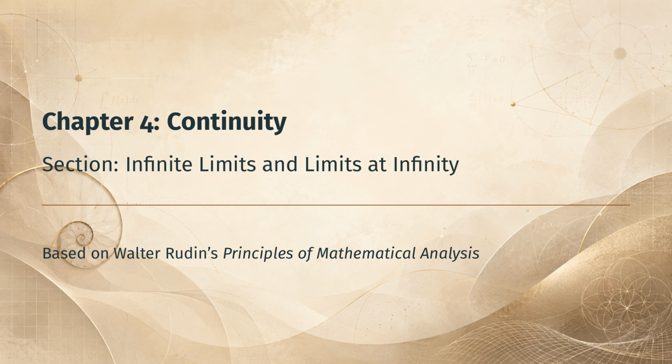In this final section, we extend our notion of a limit so that it works in the extended real number system. Up to now, when we wrote that f of t tends to a as t tends to x, both a and x were ordinary real numbers. Here we allow either one or both to be plus infinity or minus infinity.